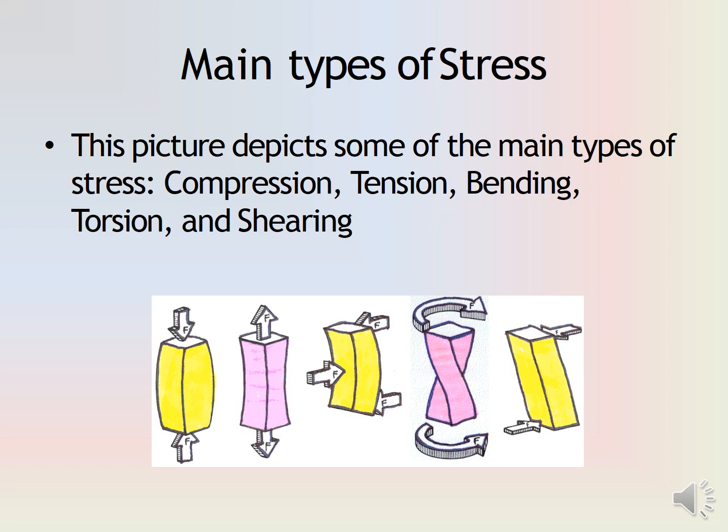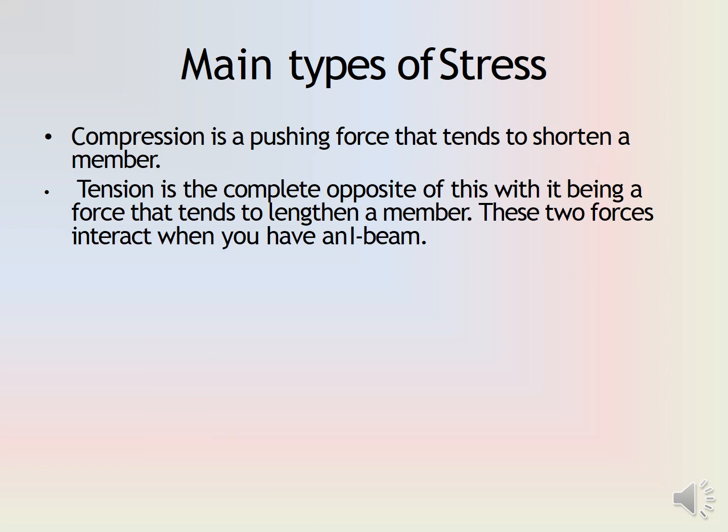The main types of stresses: the first one is compression, this is tension, this is bending, this is torsion, and this is shearing. We can expect these forms of stresses in any type of bridge. Compression is a pushing force that tends to shorten a member. Tension is the complete opposite, a force that tends to lengthen a member.